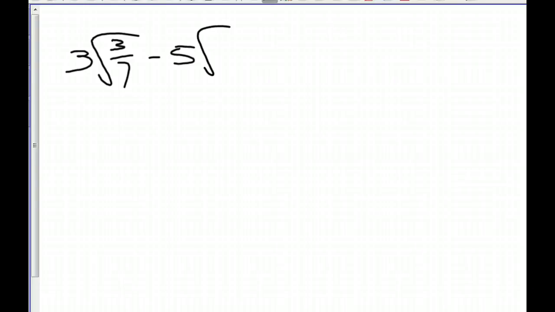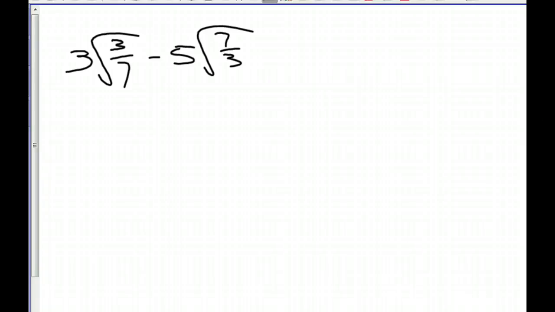Okay. 3 times the square root of 3 over 7 minus 5 square root of 7 over 3. Anybody have any first step ideas for me? Simplify the radicals. Okay, I'm going to simplify the radical. How am I going to do that?